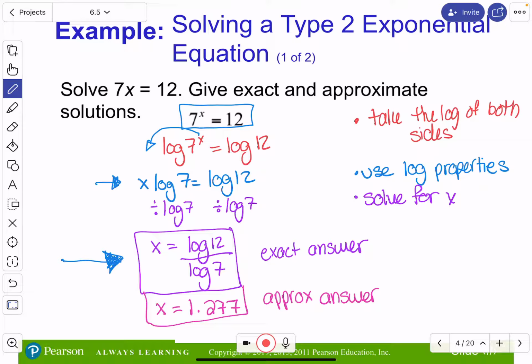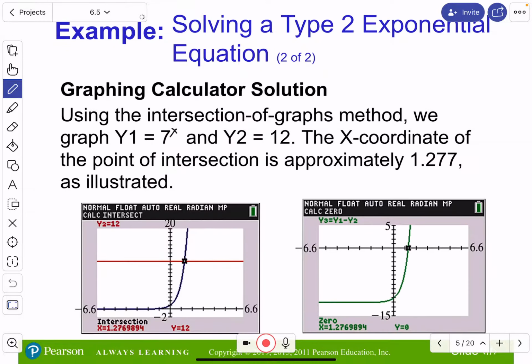is your exact answer. So if it asks for an exact answer, you're going to use your log or your ln. And then the approximate answer, 1.277. Just make sure on MyMathLab that you're paying attention to the amount of decimal places it tells you to round to. You can also use a graph. You could put 7 to the x in y1, and then 12 in y2, and use the second trace intersect feature. If you did it on Desmos, you put the two equations and then find the point of intersection as well.